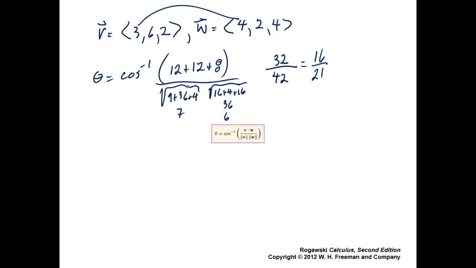What do you get 42 from? The magnitude of v would be the square root of the first component squared plus the second component squared plus the third component squared. That's 9 plus 36 plus 4. That is 49, that's 7.